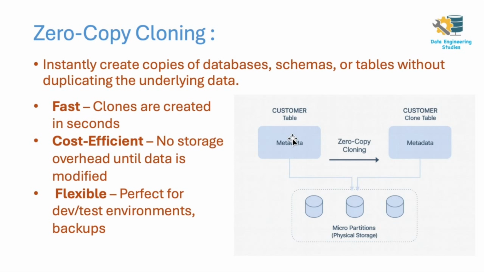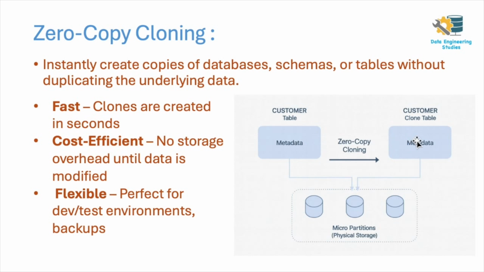On the left, we have the customer table. This customer table is our original table, which contains metadata that points to the physical storage. This physical storage is nothing but the micro partitions. When we clone this customer table, Snowflake simply creates a new metadata pointer that points to the same physical storage. By doing this, data is not physically copied when we are doing cloning.